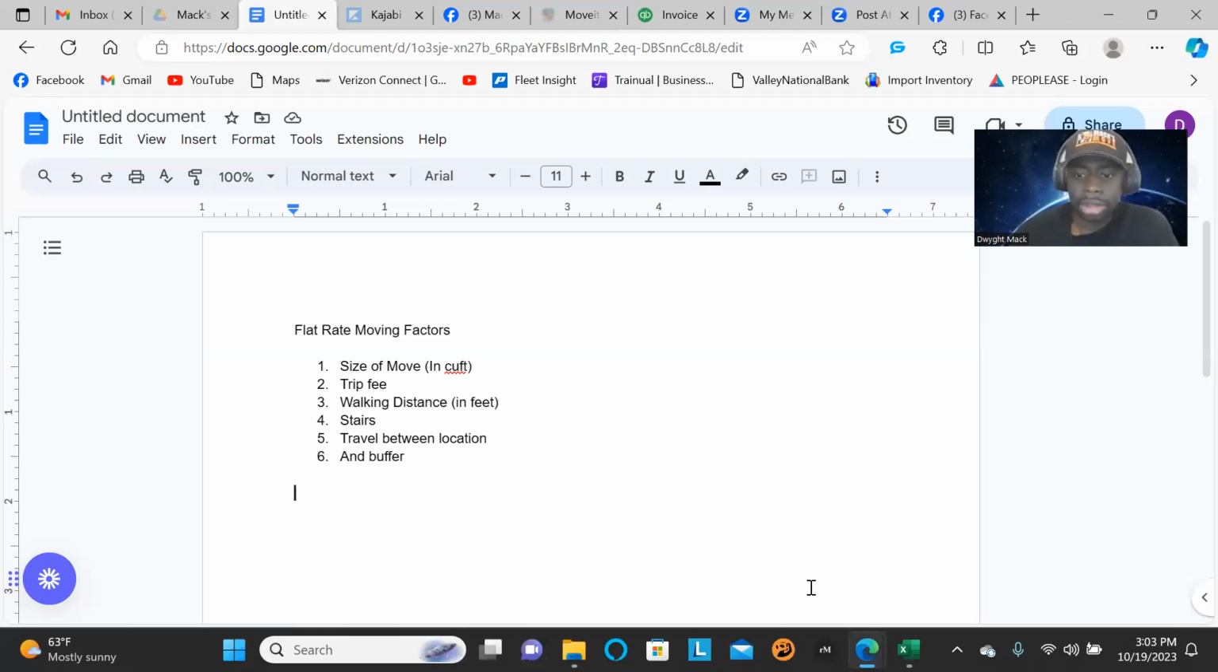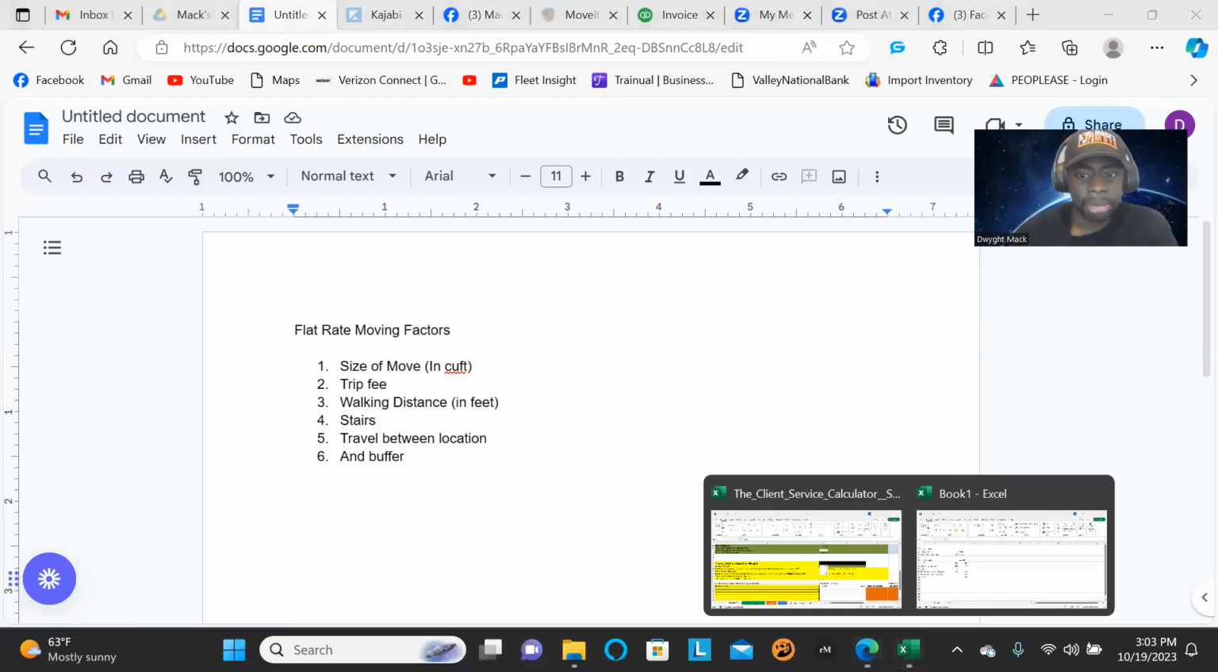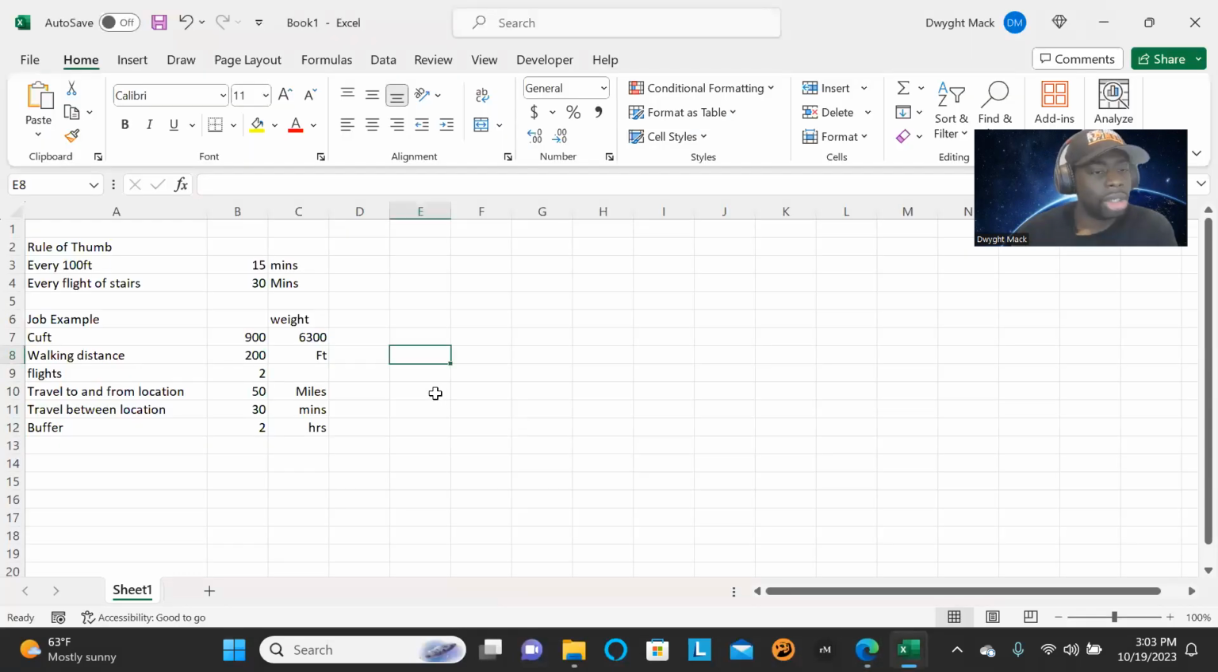So let's see if we have an example. Okay, so for rule of thumb, for every 100 feet that you have to walk, I would probably estimate about 15 minutes. This is probably going to be a hard thing to grasp because no customer is probably going to be 100% accurate. Well, yeah, the guy's got to walk probably like a few feet from the house to the truck. So they're not going to probably be 100% accurate.